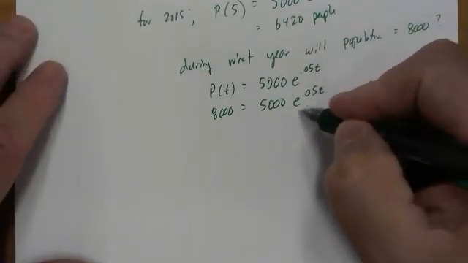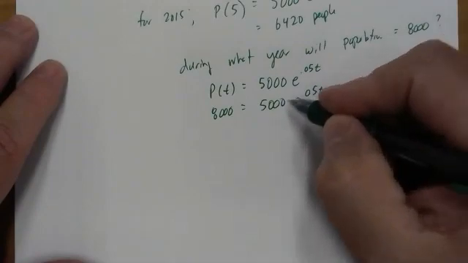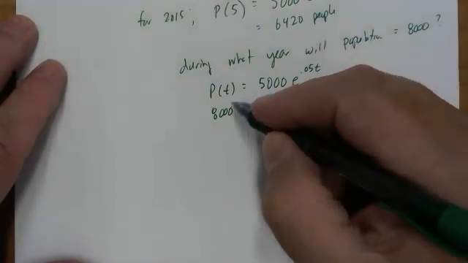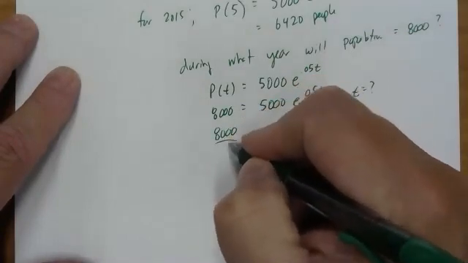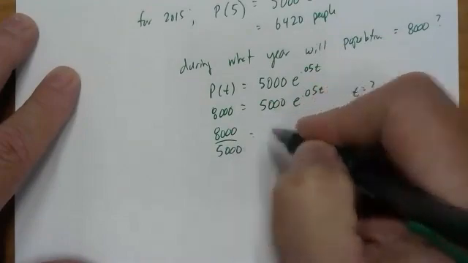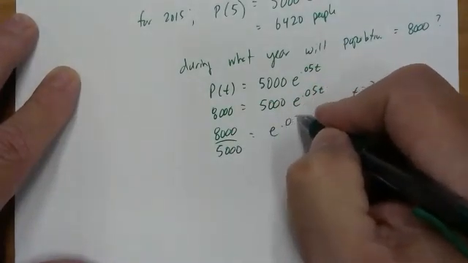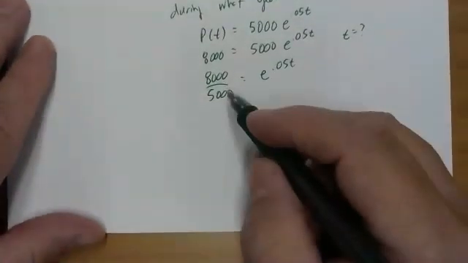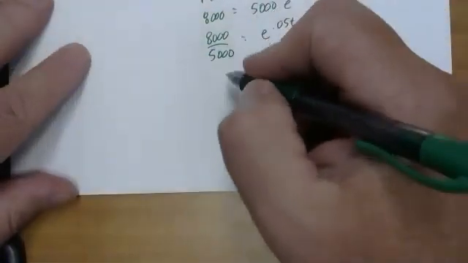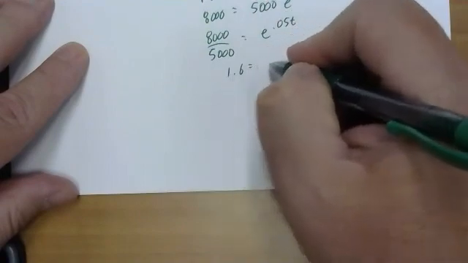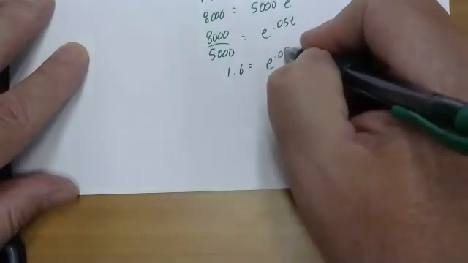First thing we're going to do is we want to get the exponent by itself. So I want to move this 5,000 to the other side. So I'm going to divide both sides by 5,000. And just to make it simple, let me go ahead and just put a number here. In the future, you can do all this on your calculator, but I'll just do it now while we're trying to explain it. It's 1.6. So 1.6 equals e to the 0.05 t.